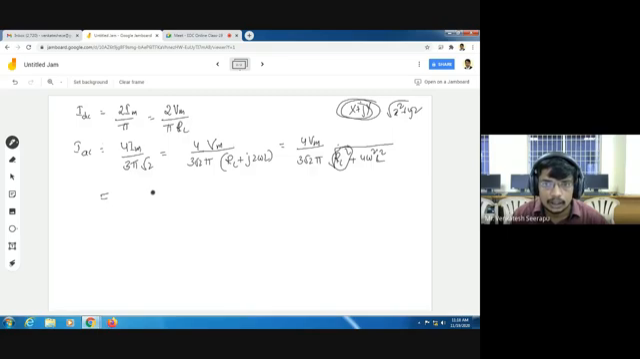So what is the equation if we neglect the RL value? I am getting 4 Vm by 3 root 2 pi into the square root of 4 omega square L square, which is 2 omega L. So the equation is 4 Vm by 2 omega L times 3 root 2 pi, which is 2 Vm by 3 root 2 pi omega L. This is the equation I got for IAC.